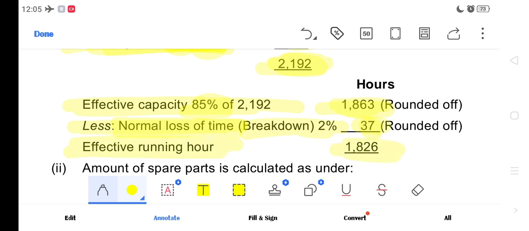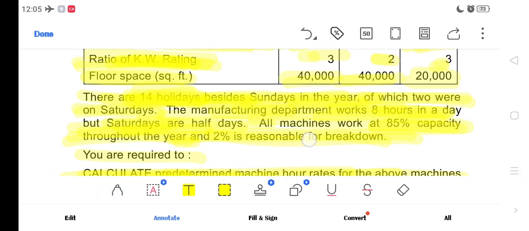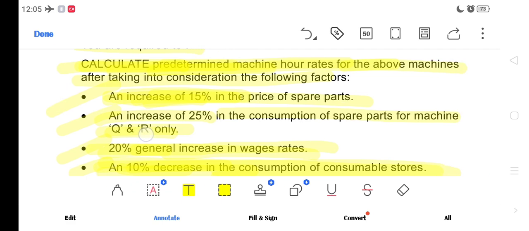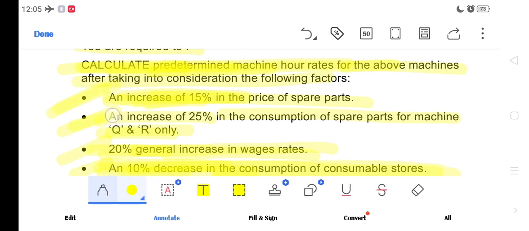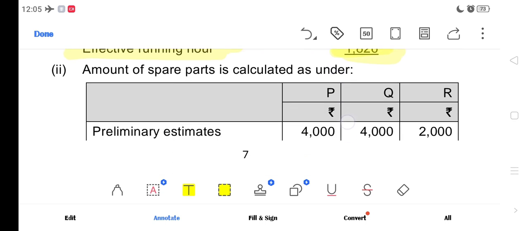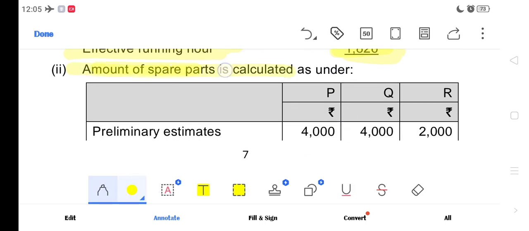So now that we have calculated the effective hours, the total effective hours in a year, which comes to 1826 hours, right? So now the other working notes come after considering all these 4 points. Okay, now let's see the calculation. First one, I think it's spares. Yes, the amount of spare parts is calculated as under.